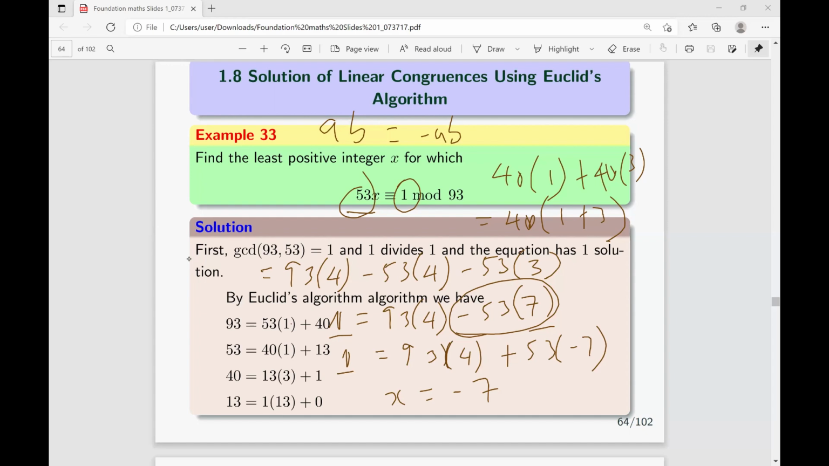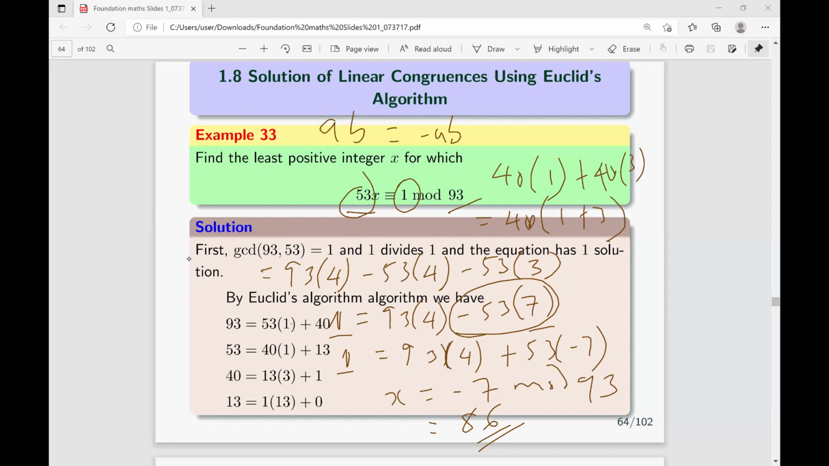But what is -7 mod 93? I want to write it as a positive number. So the way we've been doing from the beginning of this class, I was just adding the mod to this number. When you do that, you get 86 as the value of x.